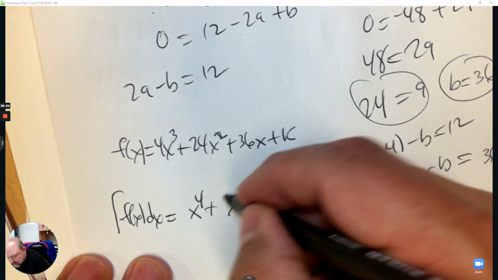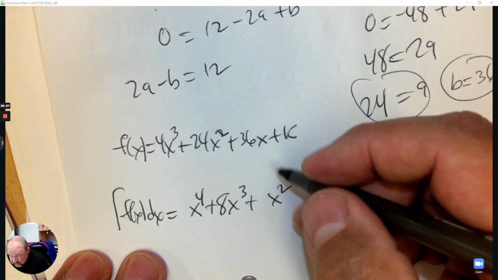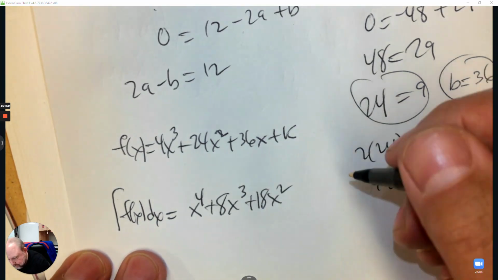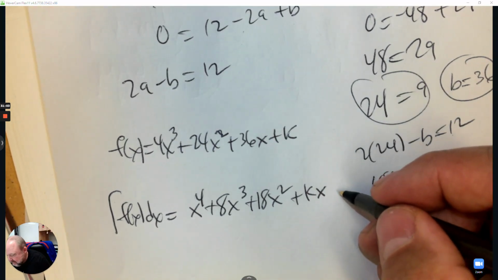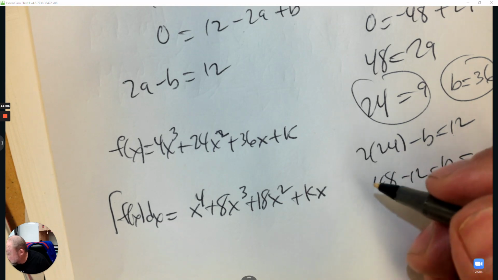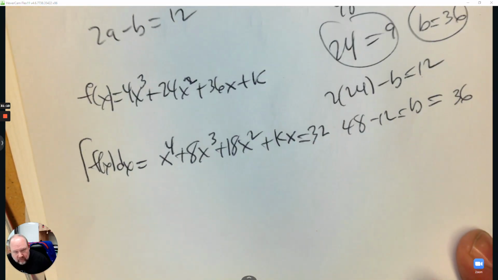So 24 divided by 3. I add 1 and divide. Half of 36, what is that? 18. And then just kx. Now, we don't need to go plus c because we know the area. So the answer is 32.